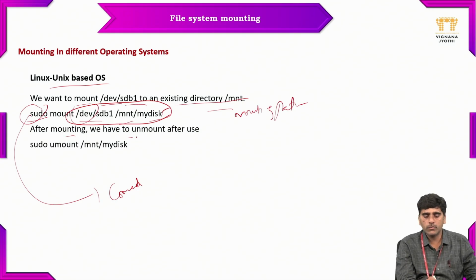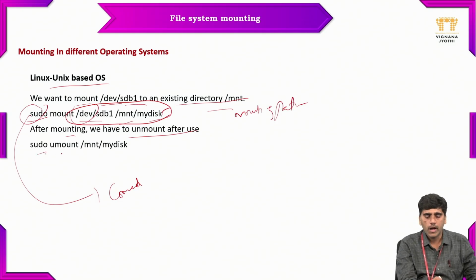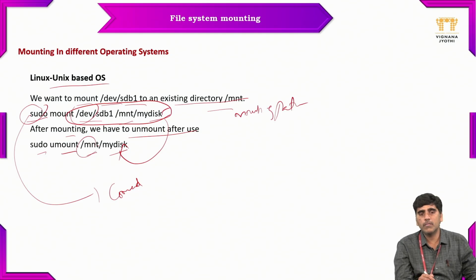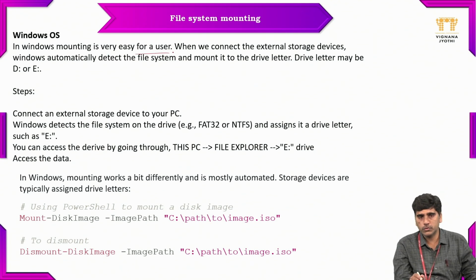After mounting we have to unmount after use. So sudo umount /mnt/mydisk. That means we are going to disconnect from mydisk. Through this we are performing the unmount operation. Now, in the Windows operating system, it is very easy for the users.